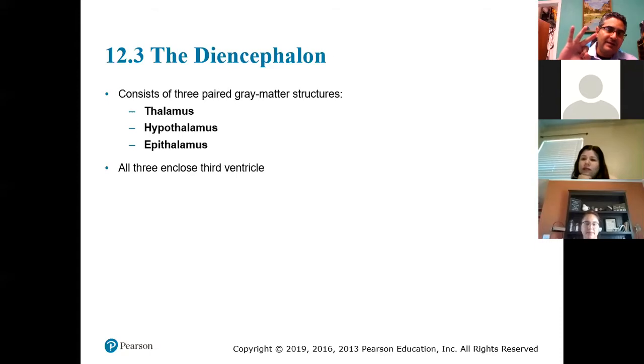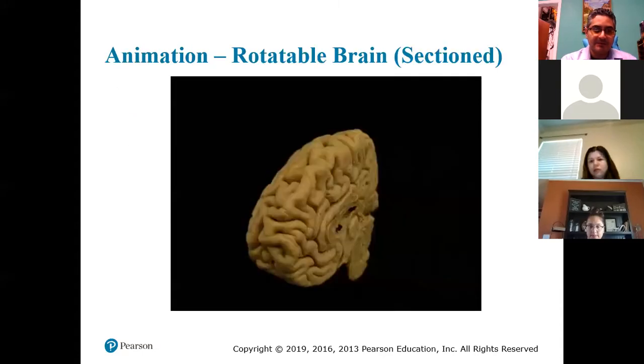Diencephalon, there are three paired gray matter structures you need to know. They are the thalamus, hypothalamus, and epithalamus. So diencephalon: three paired gray matter structures, thalamus, hypothalamus, and epithalamus.